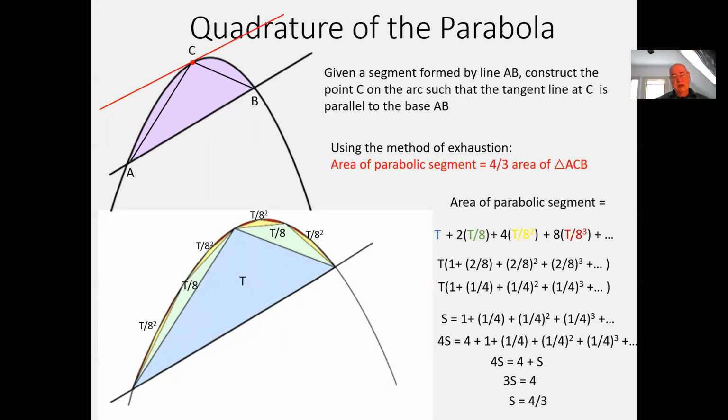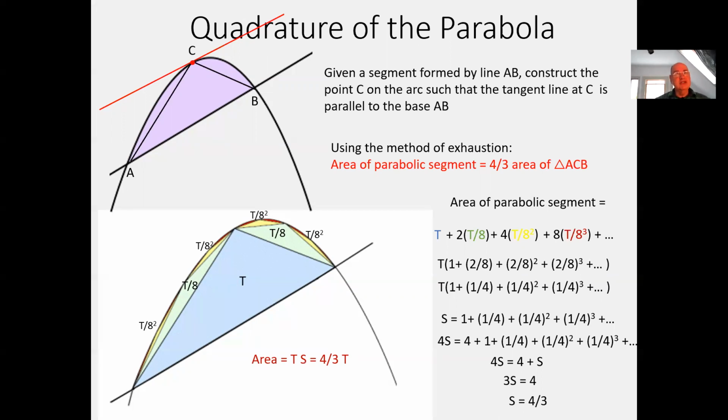Here, summing up the powers of a fourth, we get something larger than 1. But we've agreed that the area of this parabolic segment is T times this S. And so therefore the area of the segment is 1/4, which is S times T. And that's his theorem.